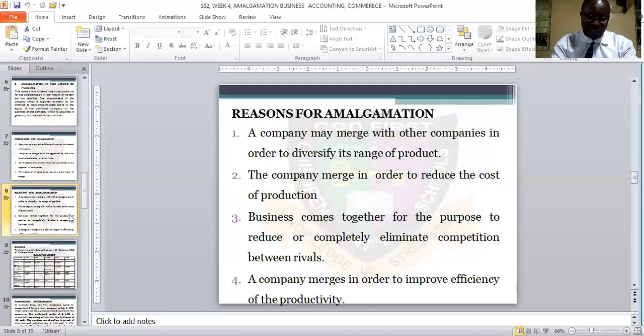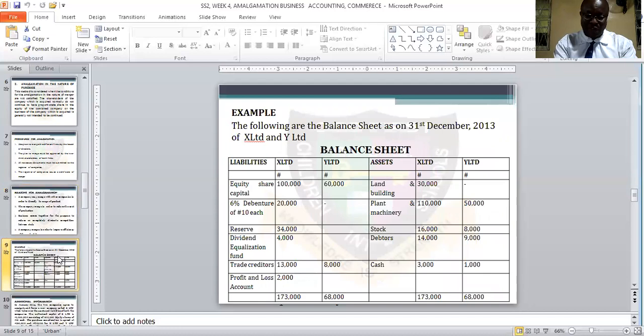Then let us look at the calculation aspect here. We have an example. The following are the balance sheets as on 31st December 2013 of S Limited and Y Limited. We are going to look at this S and Y balance sheet. We have the liability side and the asset side.